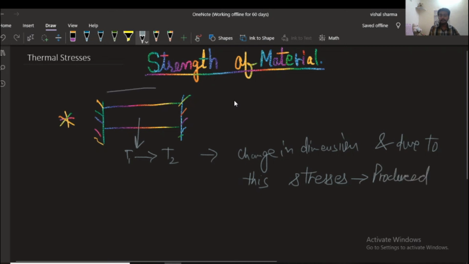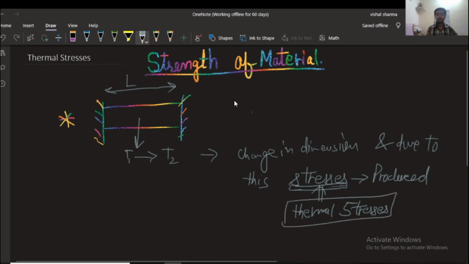Here we can see that the initial length of the bar is L and it is fixed between two rigid supports. But there is a change in temperature, so it wants to expand, but due to the rigid support or the wall it will not change its length. Due to this, stresses will develop, which are called the stresses due to the thermal load or due to the change in temperature, which is termed as the thermal stresses. So this is the basic concept behind thermal stresses.